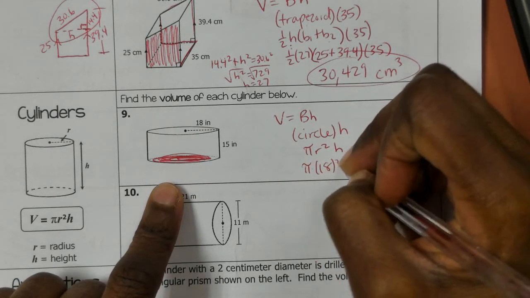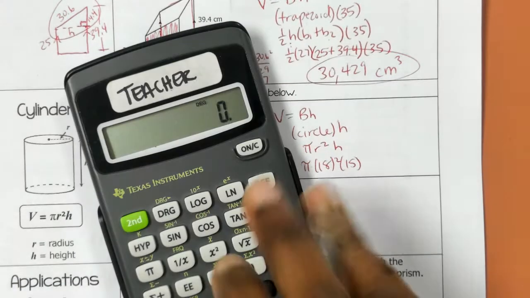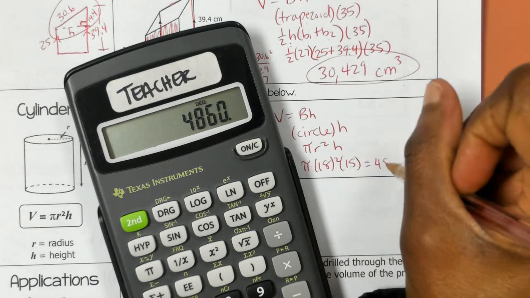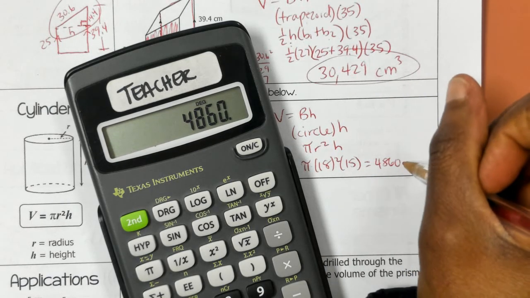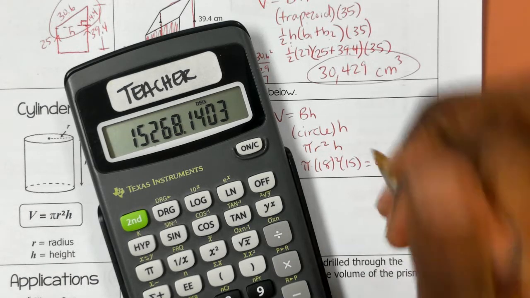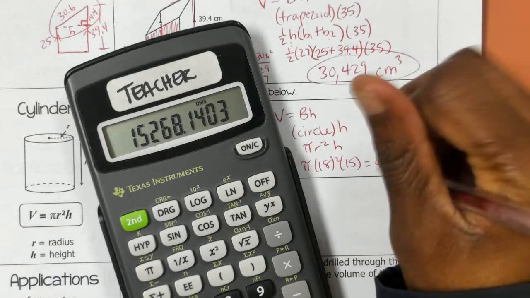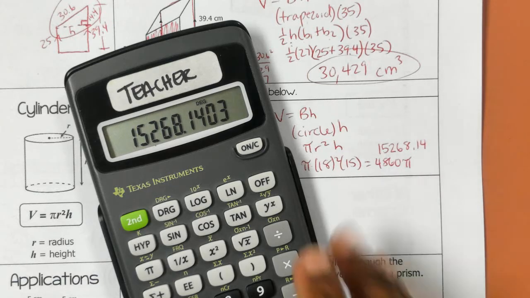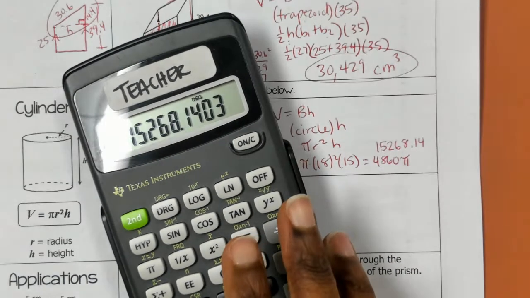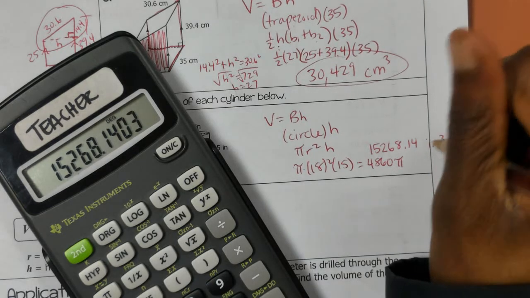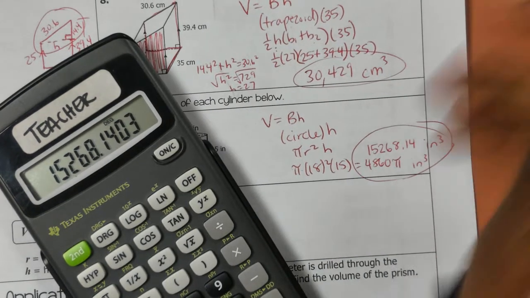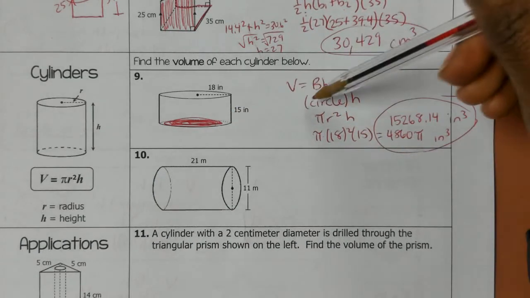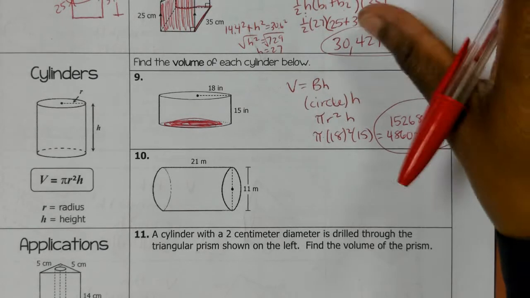Well, the fortunate thing about this is all the dimensions are given, so I just have to multiply all this. So 18 squared times 15 gives me the answer in terms of pi as 4860 pi. Timesing that by pi to get the exact, this is the exact answer. To get the answer to the nearest tenth would be 15,268.14, and it's in inches, so this is inches cubed. Okay, so that's the cylinder. Same process, same formula, just with your circular base.